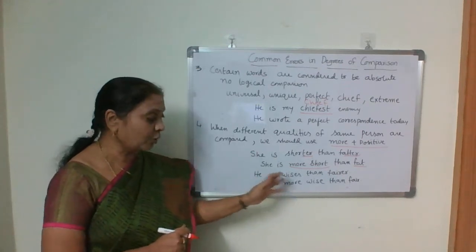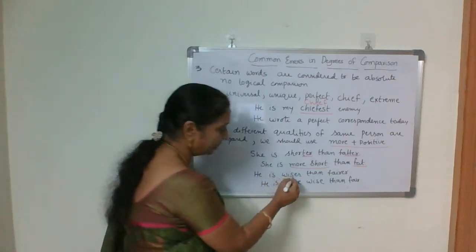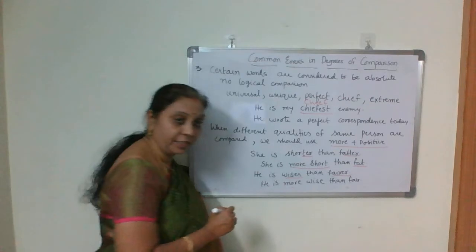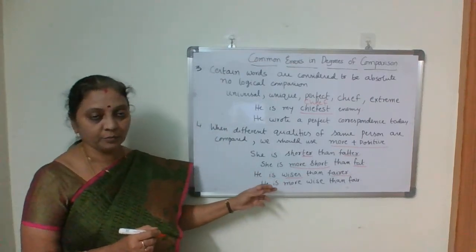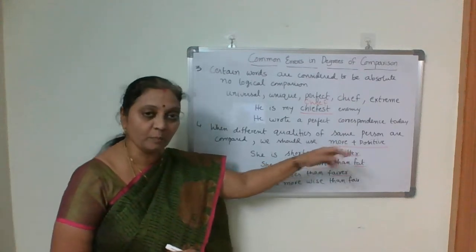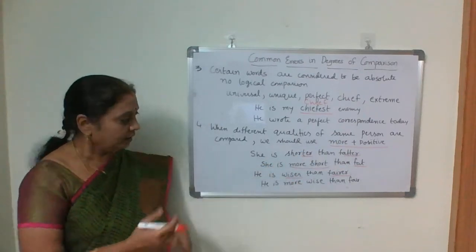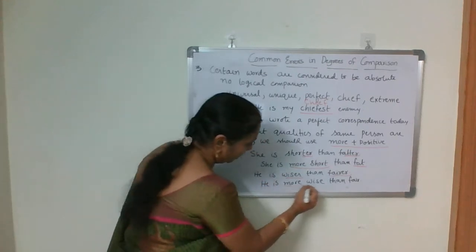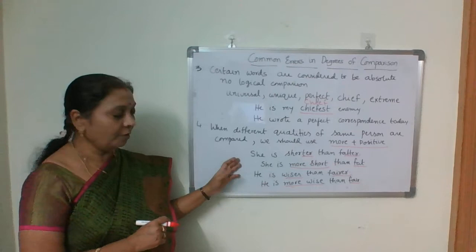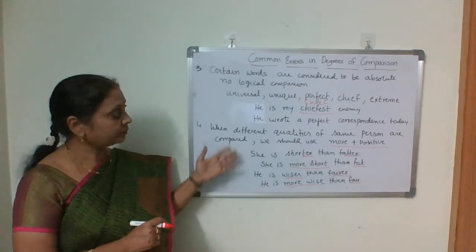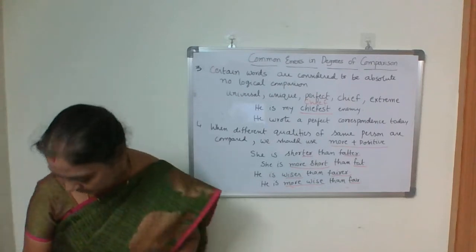Similarly, "He is wiser than fairer." Wiser and fairer, the same person you are talking about, two qualities, wise and fair. In such cases, the comparative form you should not use. Go for more plus positive, like "He is more wise than fair." More wise than fair. So this is another common error we come across regarding degrees of comparison. Next one.